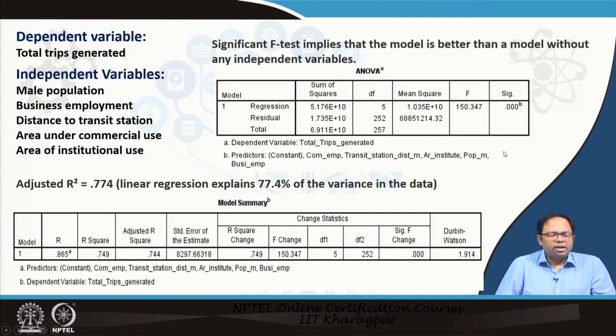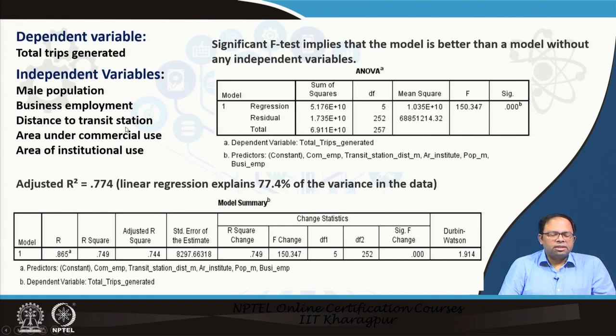So, the dependent variable that we have taken eventually is the total trips generated, and the independent variables that have been chosen are male population, business employment, distance to transit station, area under commercial use, and area of institutional use. So, total trips generated depends on male population, because probably the total population; if we could have taken the age group wise, probably it would have given better results, but over here the male population seems to be more appropriate. And the total number of business employment actually determines how many walk trips, non-home based trips would be generated.